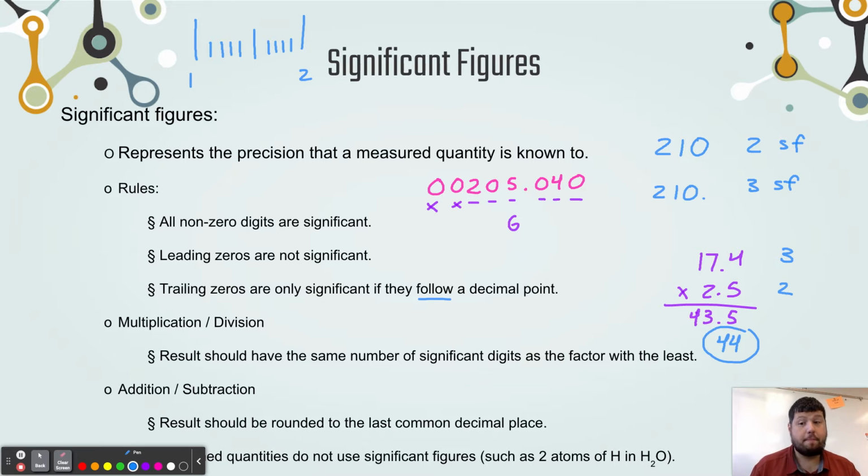Now that's the one that comes up the most, but you will see some of these other rules happen. Addition and subtraction can come up, and it's a little different than multiplication and division. The way that addition and subtraction works is you want to line up your numbers based on their places, like their tens place and the hundreds place, and your result is rounded to whatever the last common decimal place actually is.